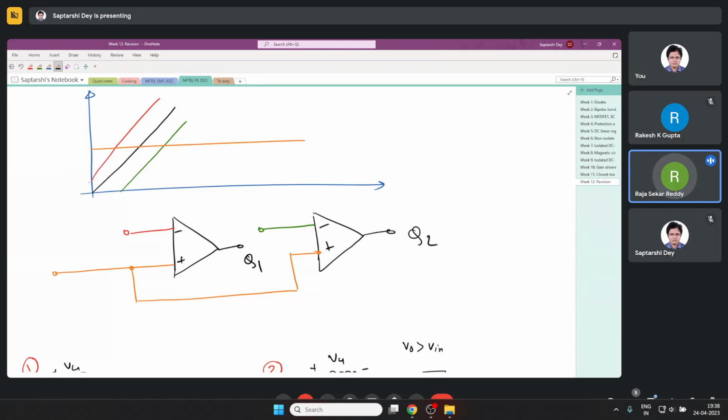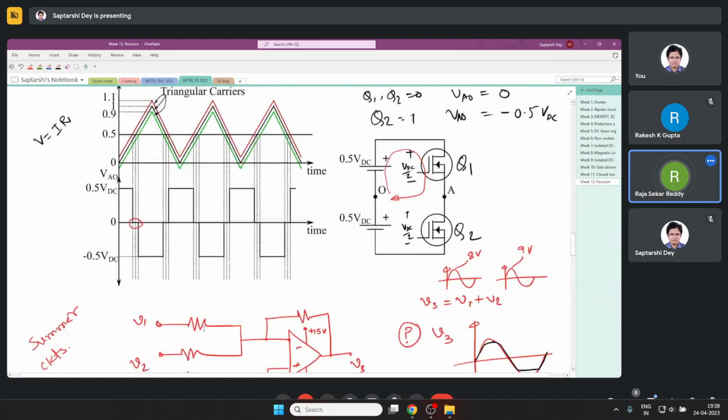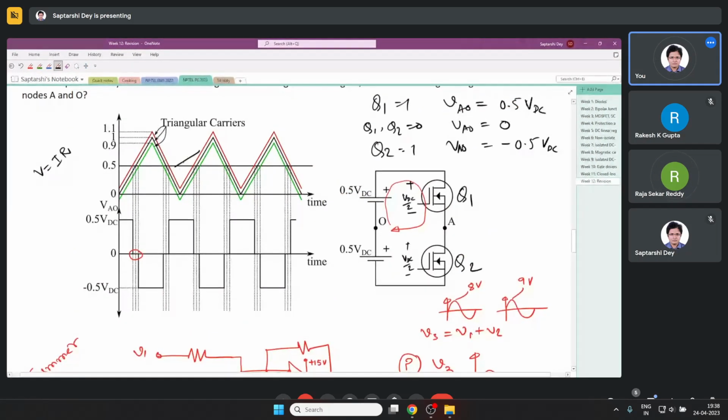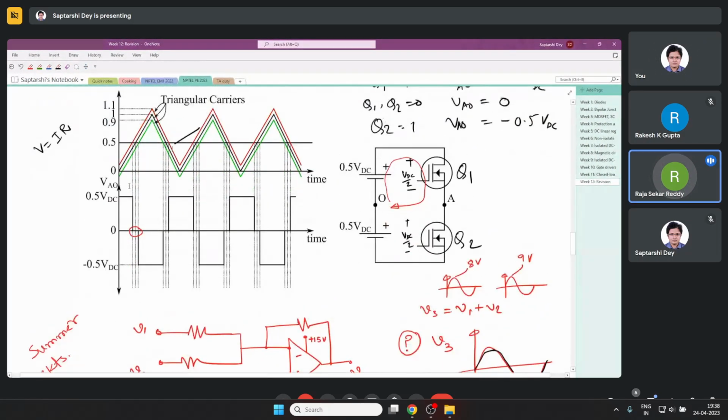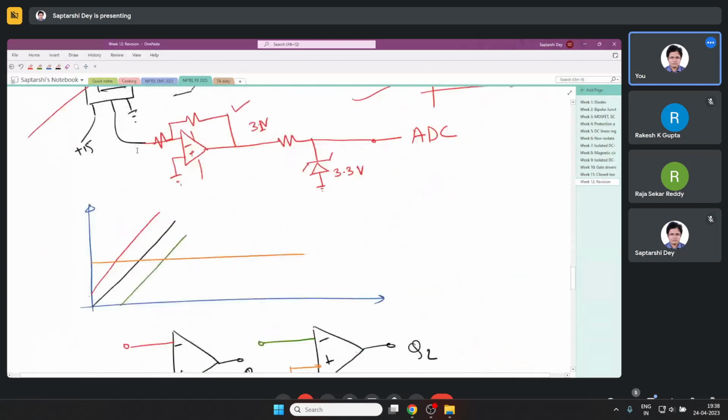Okay, the common one is the 0.5, that DC. Yes, controller, this one. This is the orange one. So for one op amp, the triangle on the top will be given. For the other one, the triangle on the bottom. Yes.